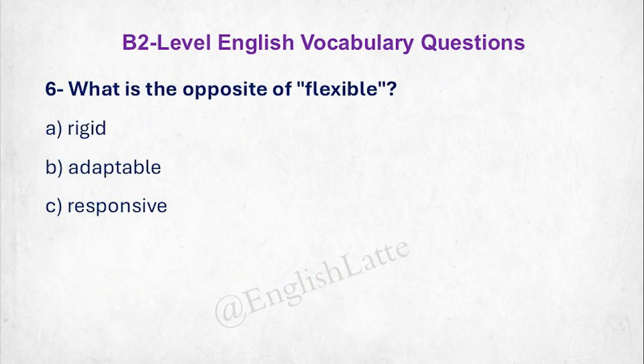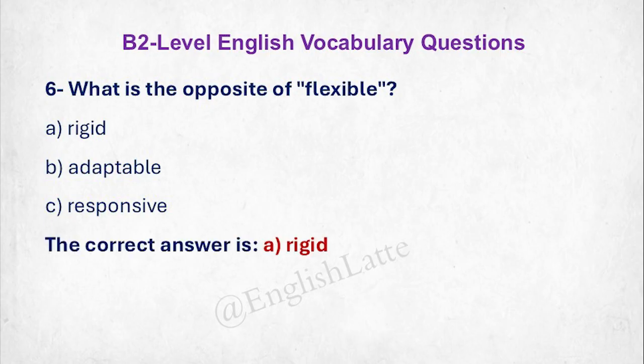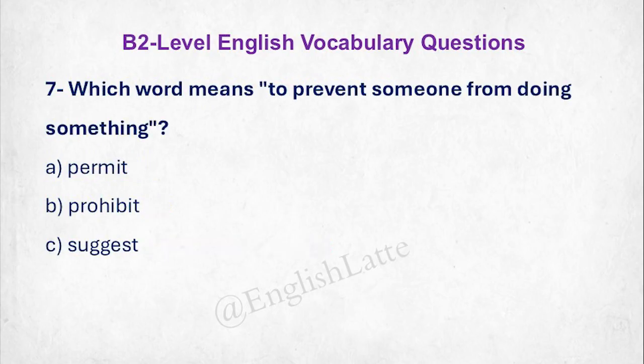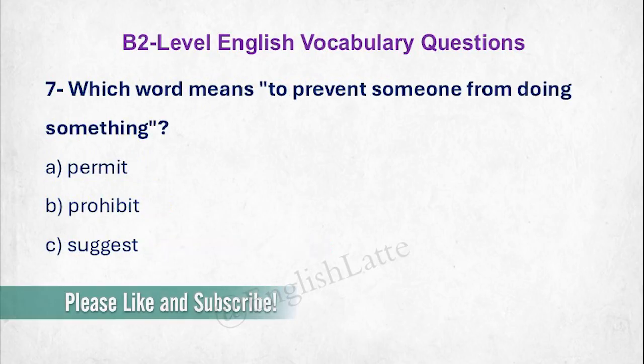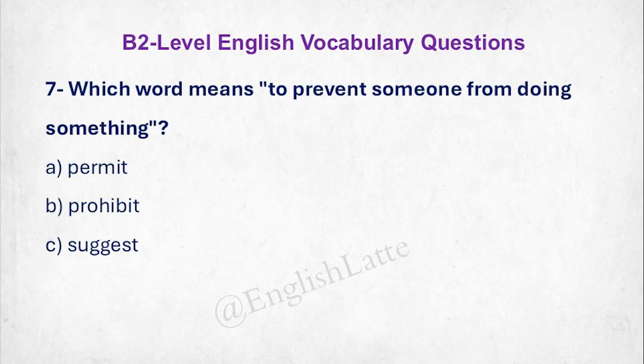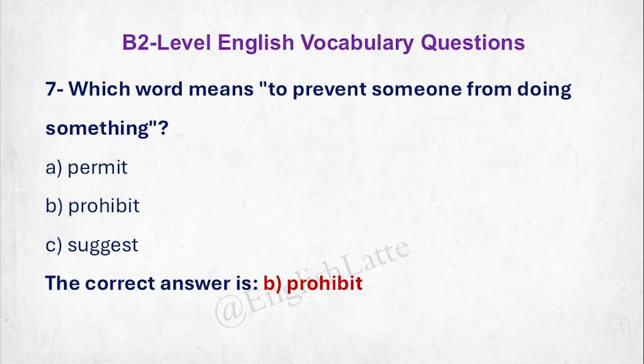6. What is the opposite of flexible? Rigid, adaptable, responsive. The correct answer is A, rigid. 7. Which word means to prevent someone from doing something? Permit, prohibit, suggest. The correct answer is B, prohibit.